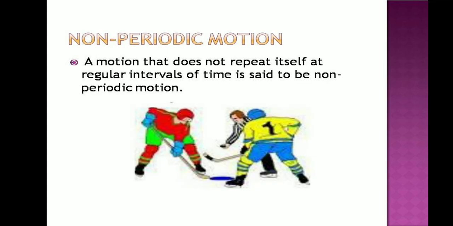Non-periodic motion. A motion that does not repeat itself at regular intervals of time is said to be non-periodic motion. A few examples of non-periodic motion are running of batsmen between the wickets, swaying of the branches of a tree, hockey players playing on the ground.